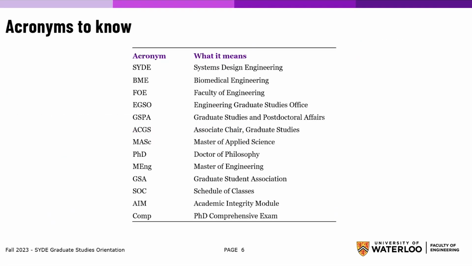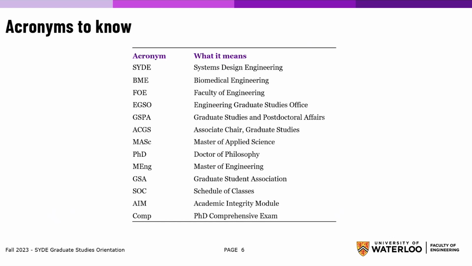So here at the University of Waterloo, if you're new to the University of Waterloo, we love our acronyms. We throw them around quite a lot and often don't notice when other people don't necessarily understand them, especially new people. So these are some acronyms that I think will be really helpful for you to know as you progress through your program. So SYDE, or some people say SIDE, is Systems Design Engineering. We have our BME, or Biomedical Engineering, side of Systems Design. So BME is very frequently referred to.